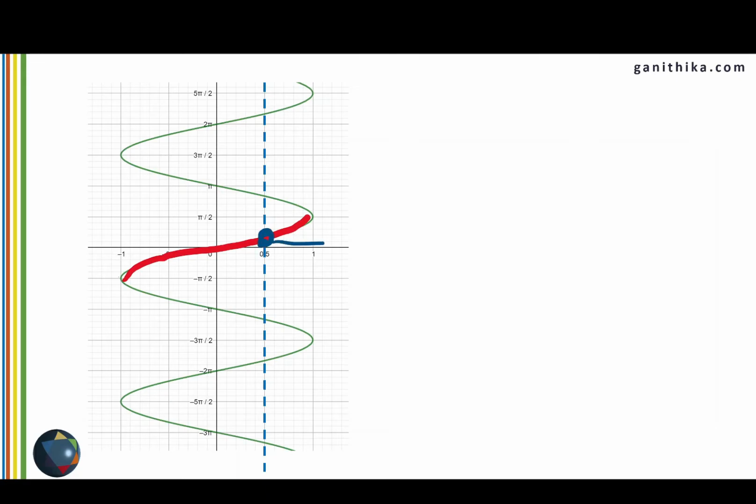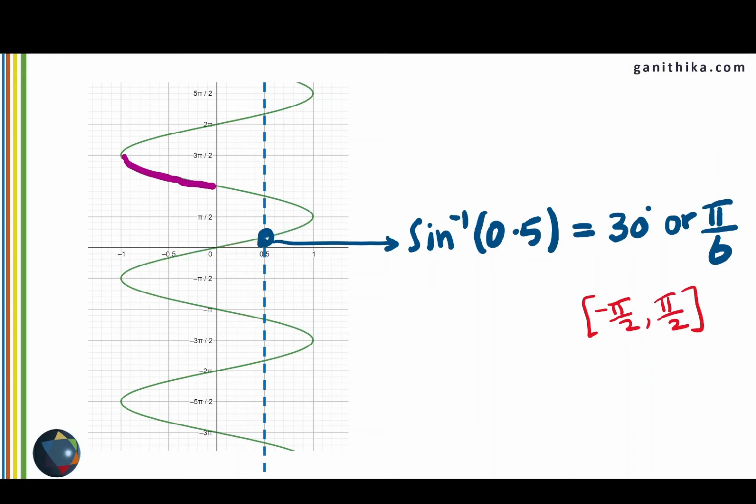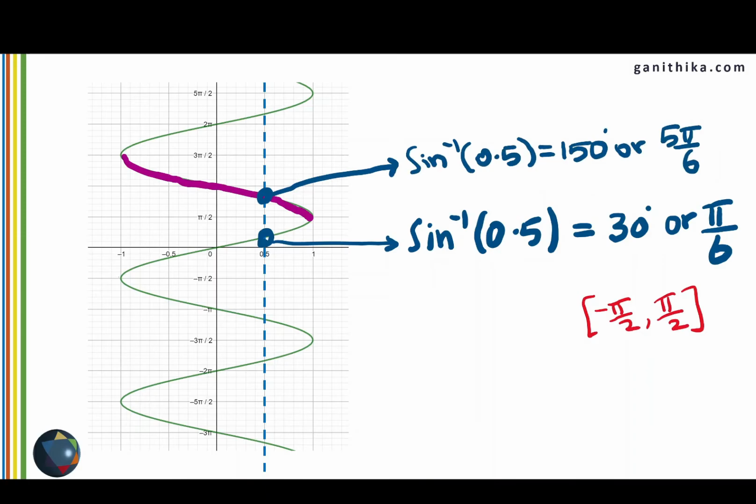In this restricted range, sine inverse of 0.5 would be 30 degrees or pi over 6 radians. This is in the range negative pi over 2 to pi over 2, which is negative 90 to 90 degrees. Instead of considering this range, we could have considered this as sine inverse of x because this satisfies the vertical line test, and the restricted range would be pi over 2 to 3 pi over 2. So the other option for sine inverse of 0.5 in this range is 150 degrees, which lies between pi over 2 and 3 pi over 2 as its range.